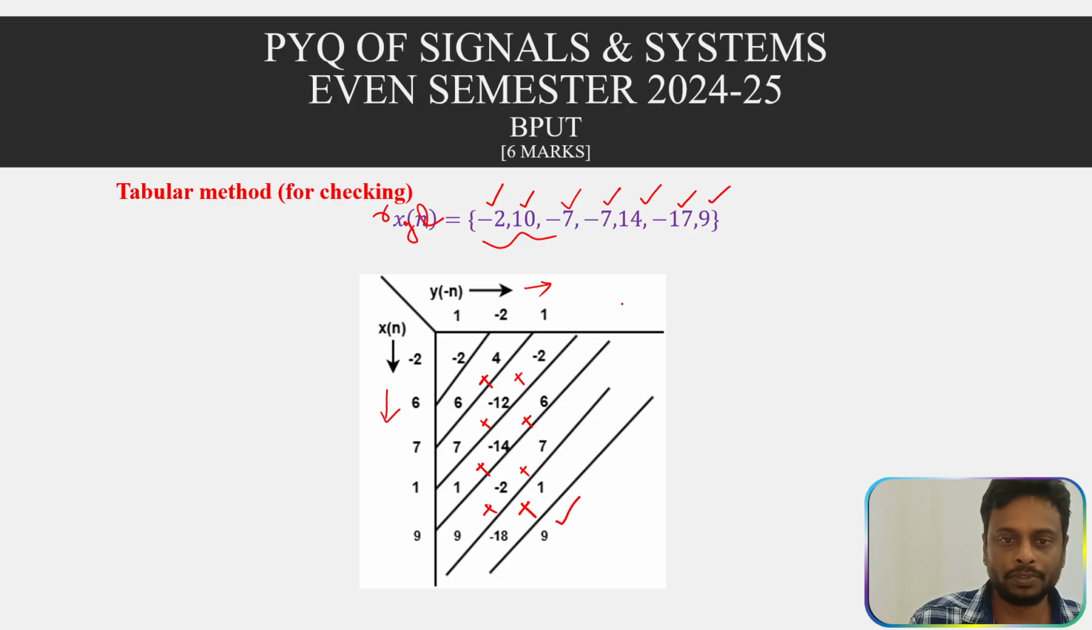So this is our assumption, means our result is correct. Okay. So this method is useful for checking whether our result is right or wrong. Okay. So we have seen four 6 mark questions. So let us conclude this.